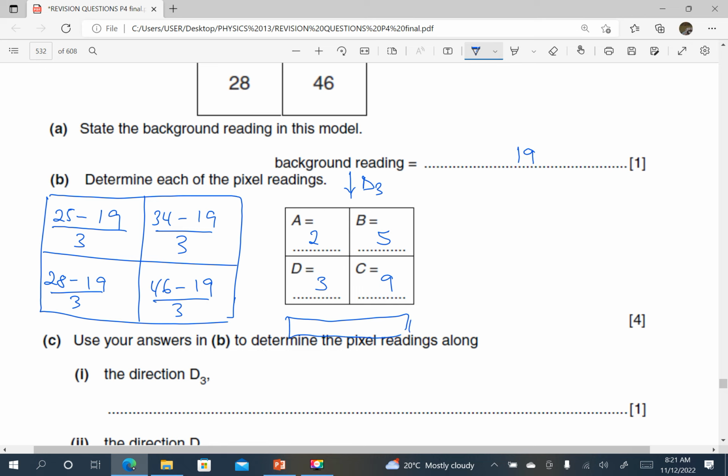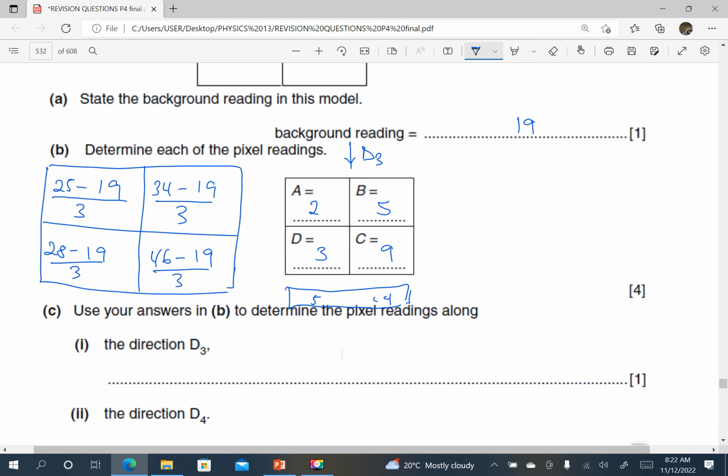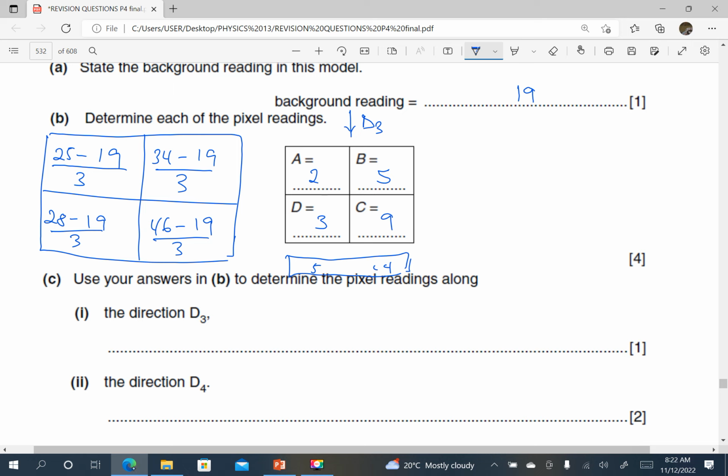Remember, we sum up the pixels. So this one will be 2 plus 3, which is 5. And 5 plus 2 plus 3, which is 5. And 5 plus 9, which is going to be 14. So the detector readings, the pixel readings along the direction D3, are going to be 5 and 14. So those are the detector readings. That is A plus D and B plus C.